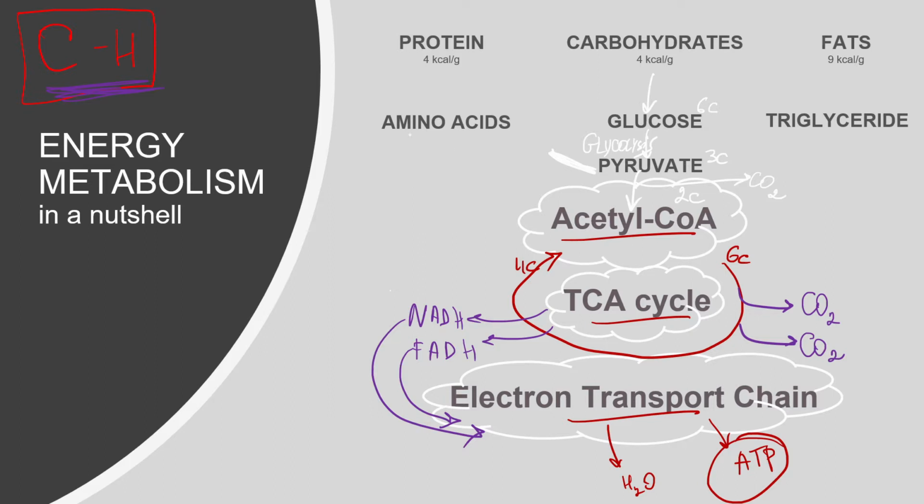Let's go to proteins. Proteins consist of amino acids. So what do we get from amino acids? Amino acids contain not only the CH bonds that we need, but also nitrogen. And what happens to nitrogen? Nitrogen actually is clipped off out of amino acids by the process called deamination.